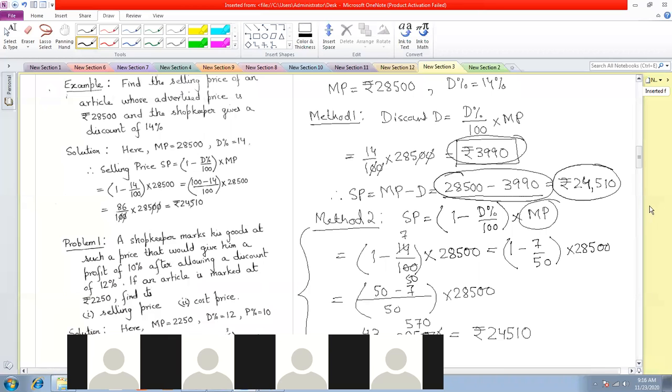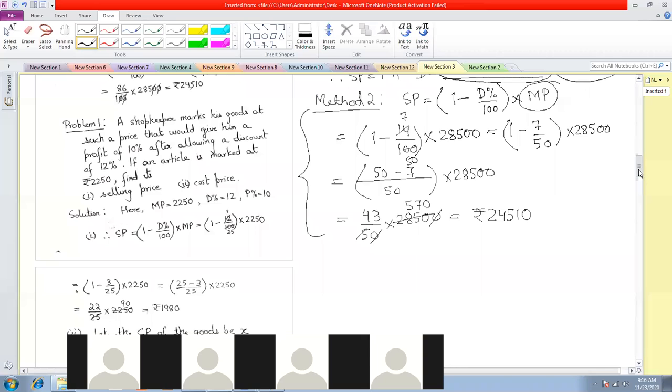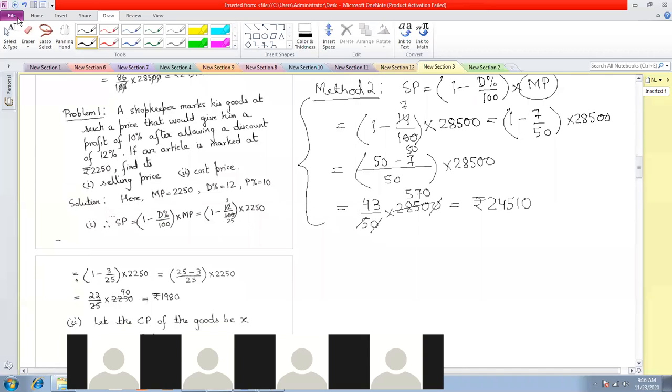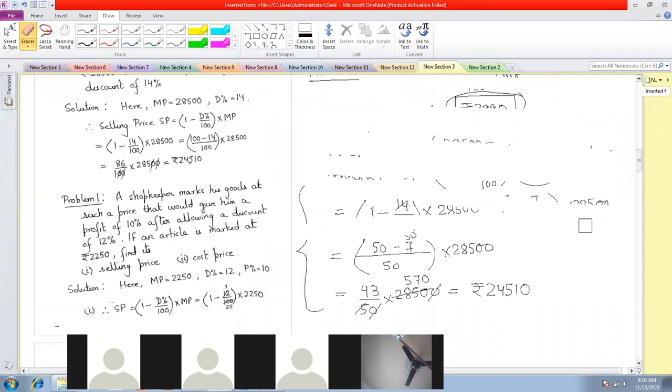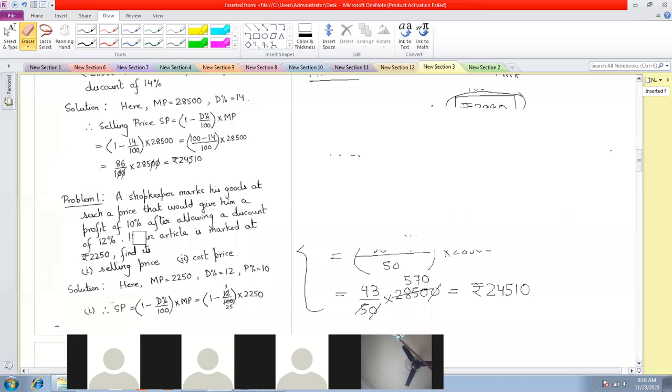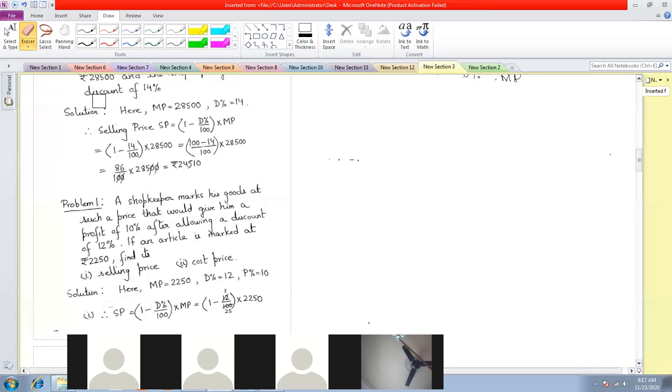Yes, sir. Okay, fine. Let us do the next problem here. A shopkeeper marks his goods at such a price that would give him a profit of 10% after allowing a discount of 12%. If an article is marked at 2,250, find its selling price. Important kind of a problem. Follow this problem very carefully. If you follow this problem carefully, you will understand almost the entire concept of profit, loss and discounts.